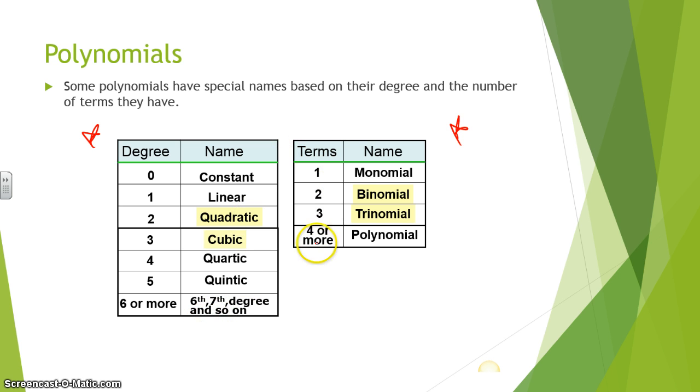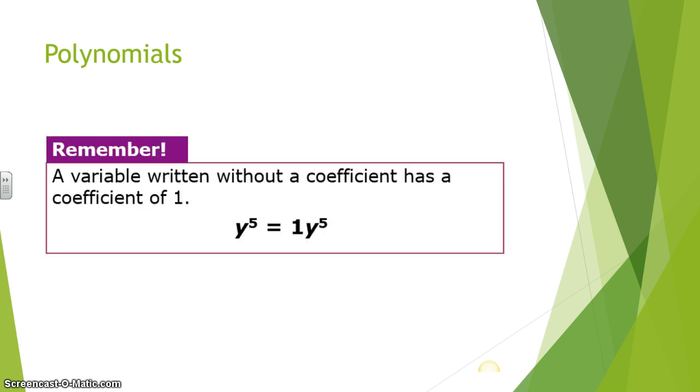And then when we're looking at your terms, meaning how many terms there are, monomial would be 1 term, 2 terms is a binomial, 3 terms is a trinomial. And then when you have 4 or more terms total, then we call that an overall and general polynomial. Remember, a variable without a coefficient has a coefficient of 1. So looking at this situation here, we have y to the 5th, which means the same as 1y to the 5th. So when there's no value in front of the variable, then the coefficient is just going to be 1.